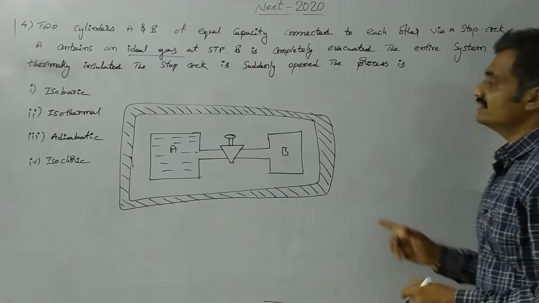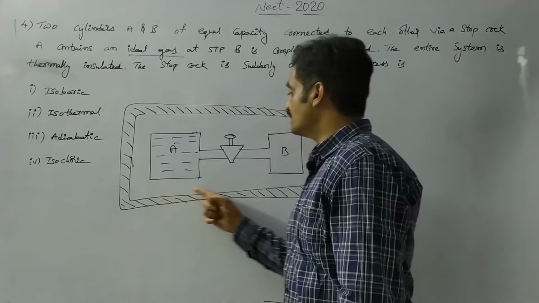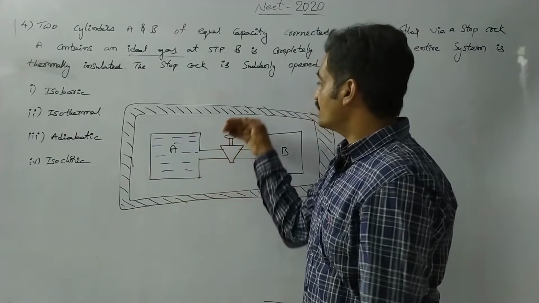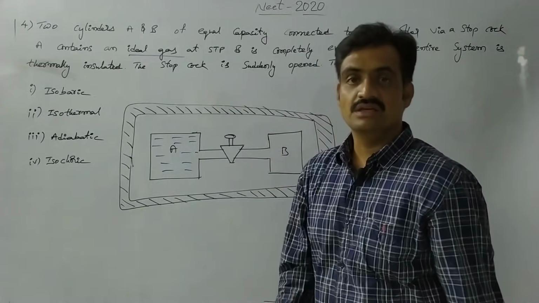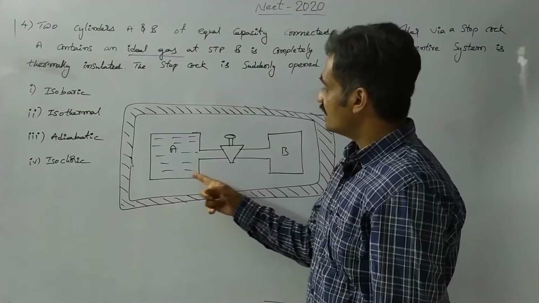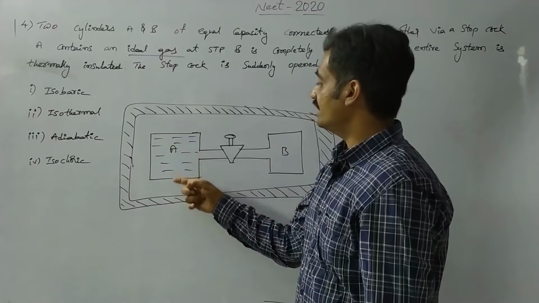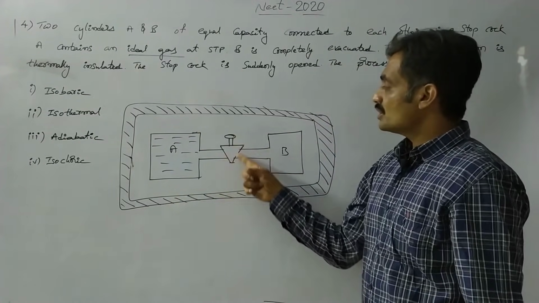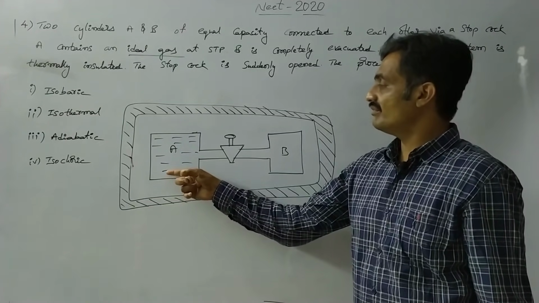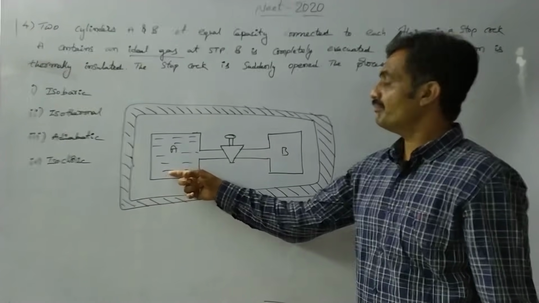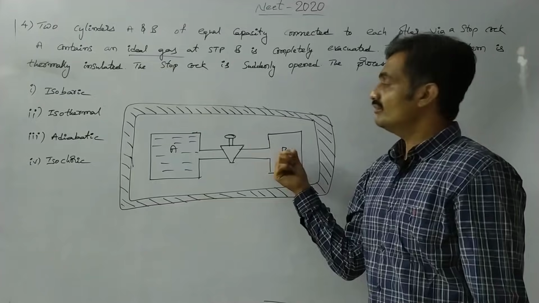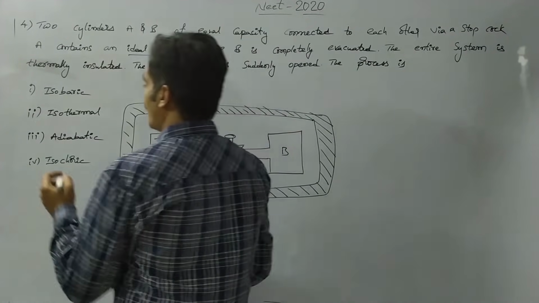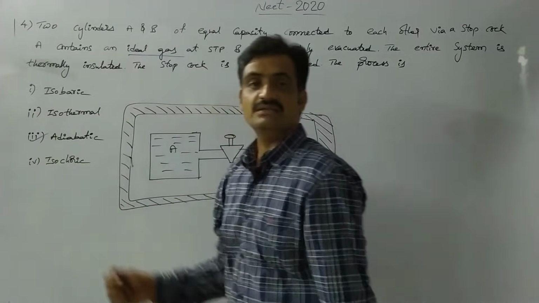Come to the case of this. Here, as you observe, the total system is thermally insulated, meaning there is no exchange of heat from or to the surroundings. As system A contains an ideal gas and it is connected to a vacuum tube, when the stopcock is opened, the gas present in container A passes towards container B without heat exchange. So the process is known as an adiabatic process. So option will be 3.